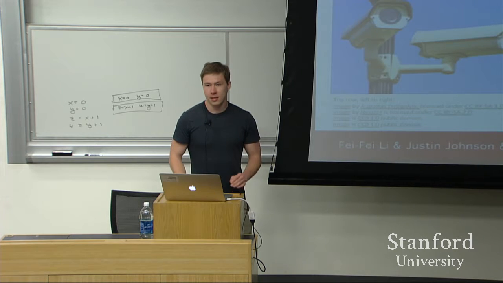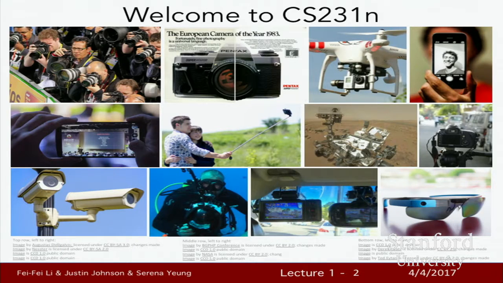So this class, cs231n, is really about computer vision. And what is computer vision? Computer vision is really the study of visual data. Since there's so many people enrolled in this class, I think I probably don't need to convince you that this is an important problem, but I'm still going to try to do that anyway.